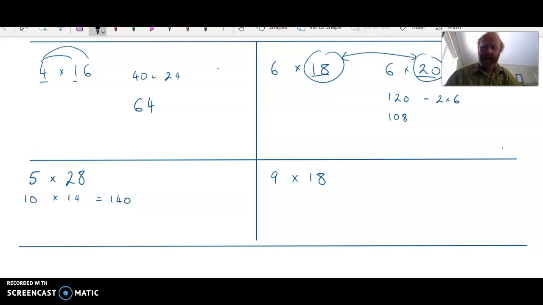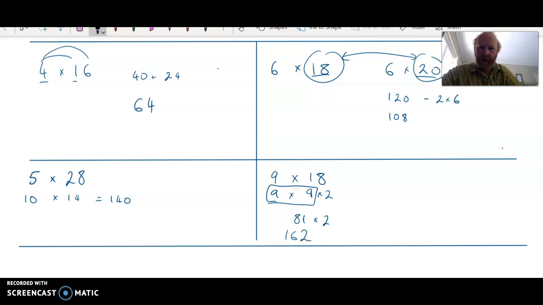9 times 18 over here. I'm just going to do some rearranging of factors for this one because I've spotted something that I know. Because I know my times tables, I know that 9 times 9 is 81, and I know that 18 is actually 9 times 2. So by taking my 18 and splitting it up into 9 times 2, and then doing this bit first, the 9 times 9, that's 81. And now I can just double that because it's times by 2, so 162.